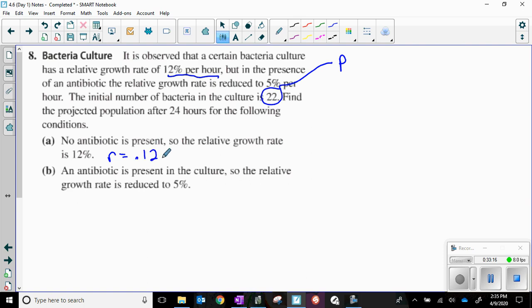If they give you a rate, then you definitely want to use Pert. So we're just going to use A, or if you'd rather, N of t, if you want to make it function notation, 22 e to our rate times our time. And they've told us our time, which is 24.